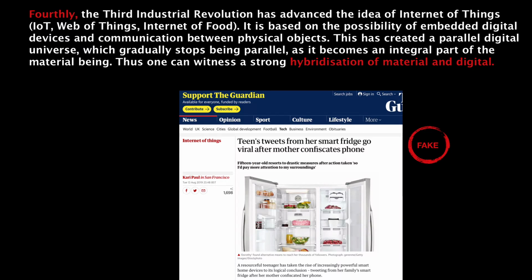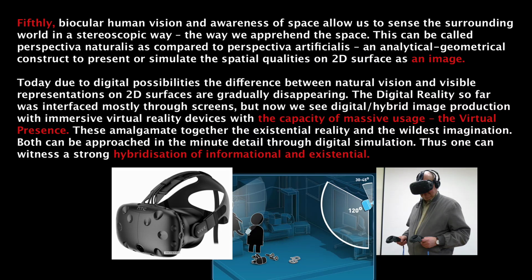Fourthly, the Industrial Revolution has advanced the idea of the Internet of Things, which brings us to the hybridization of material and digital. It has stopped being a parallel universe, but has become an integral part of the material being already. And fifthly, which is really interesting for design-based disciplines, it is the virtual presence.